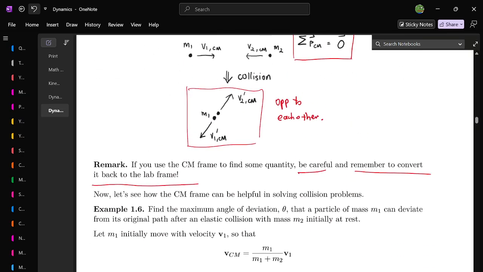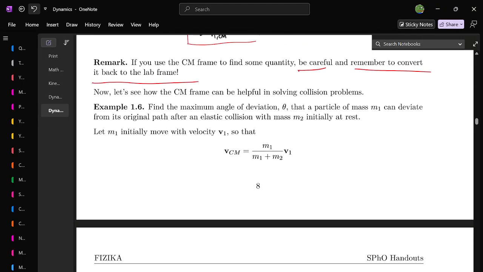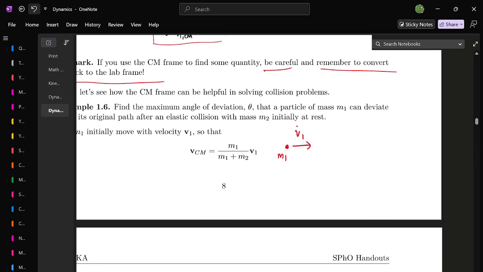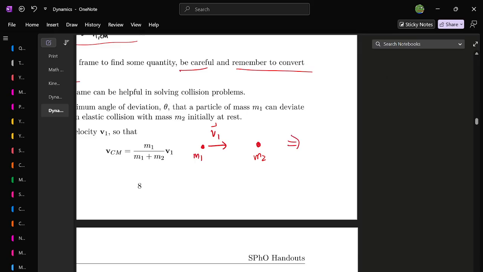Okay, so this might be a bit abstract. So let's see this example and how we use it to solve collision problems with the CM frame. Here we have a mass M1 that's moving. Let's say we call this B1. And we have a mass M2 initially at rest. We want to find the maximum angle of deviation of M1.